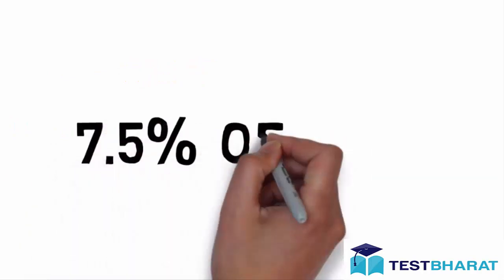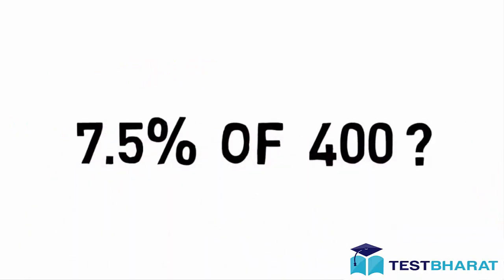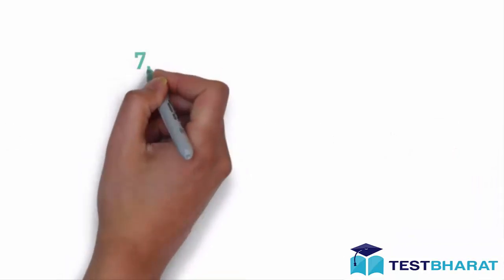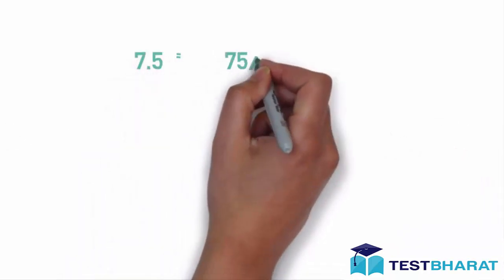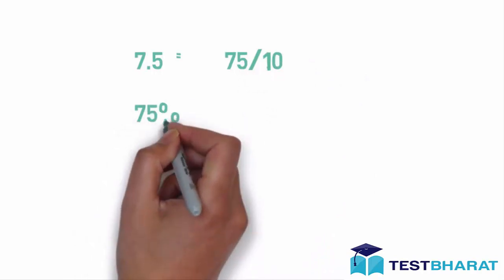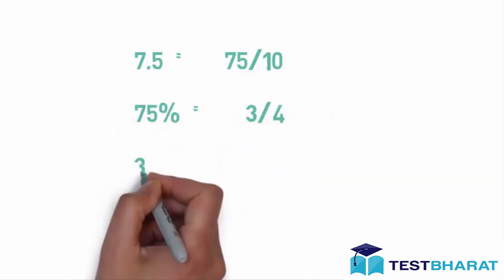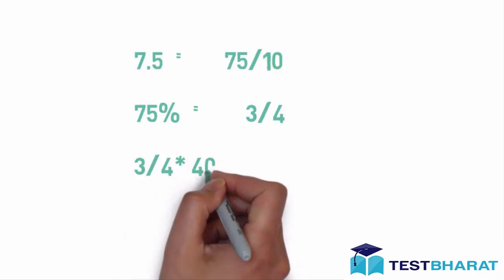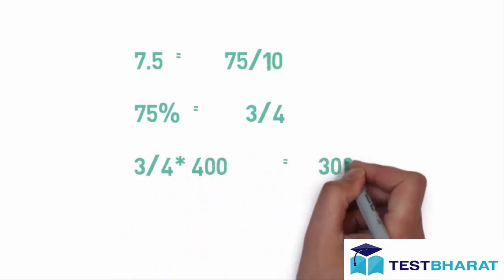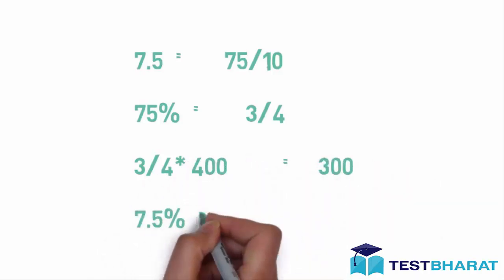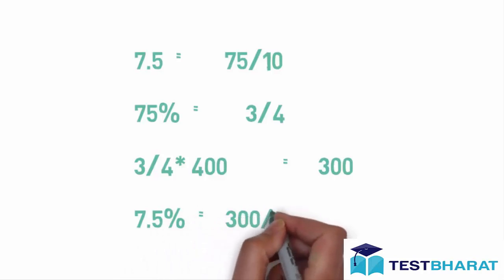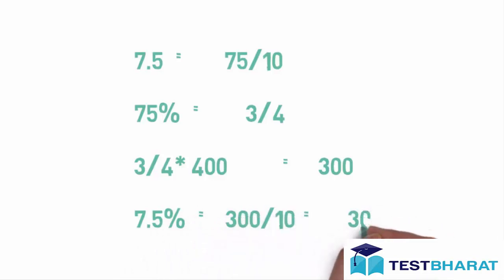Now calculate 7.5% of 400. 7.5% you can easily calculate because you can use a fraction. 75% is 3 by 4 of the number, and if we divide that by 10, we will get 7.5%. Now this will be 300 divided by 10, and this will give us 30.